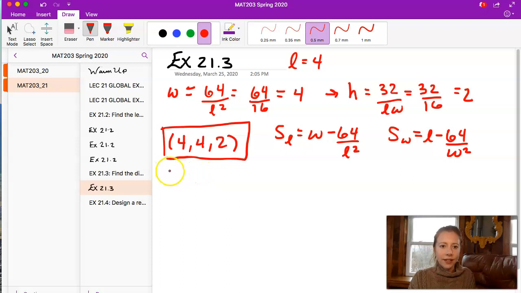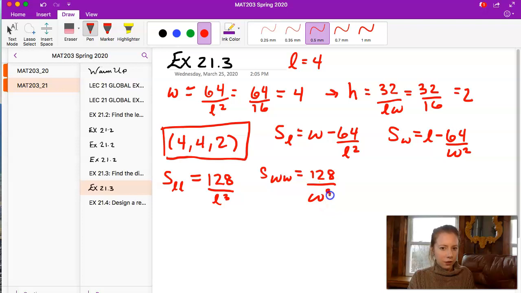So then we can take the second order partials. The second order with respect to L is just going to be 128 over L cubed. Second order with respect to W is going to be 128 over W cubed. And the mixed second order partial is just going to be 1. So then we compute D at our L and W of 4 and 4.